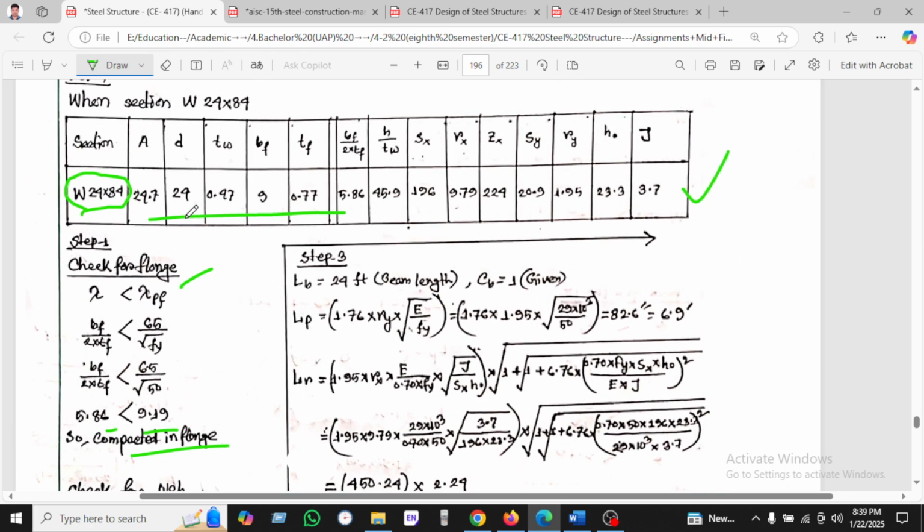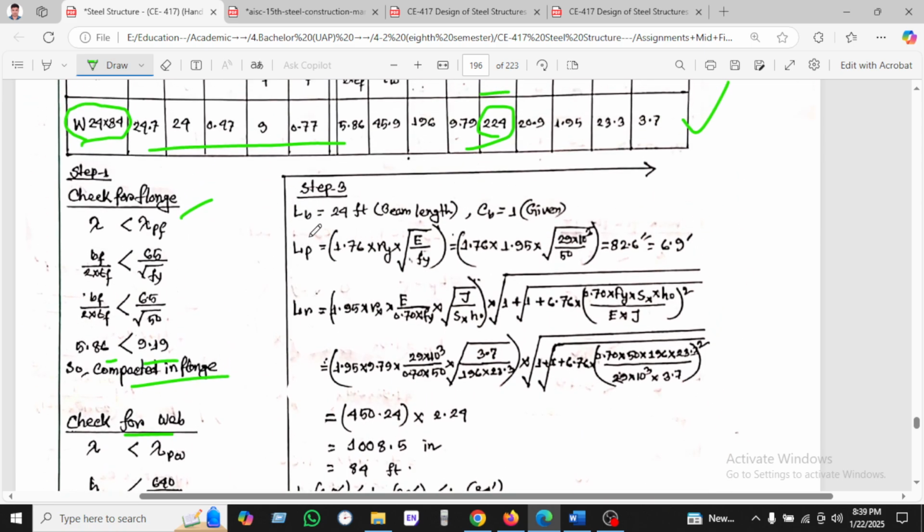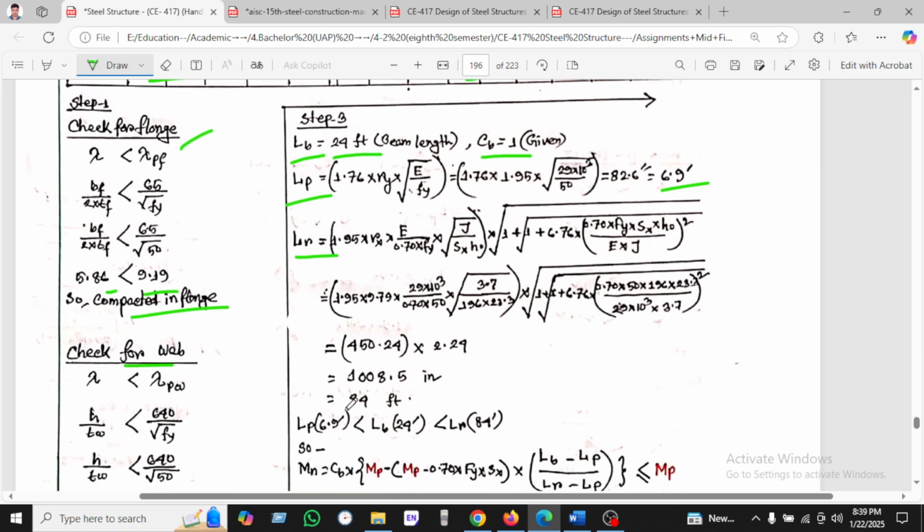224, so it will be taken from the table, 224, and we found the moment is 11200 kip-inch. So now we are calculating Lb, which is given as 24 ft, and Cb equal to 1, and Lp we have calculated using this formula and found 6.9, and Lr calculated with this formula and found 8.4.